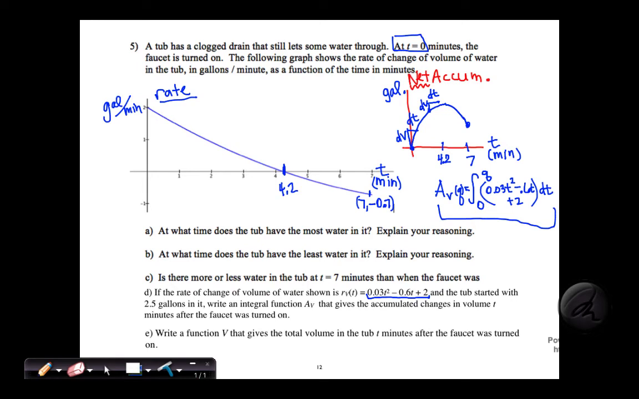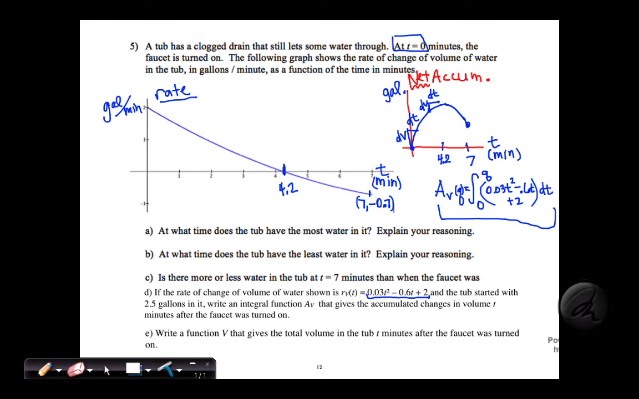So question E asks to write a function, capital V, that gives the total volume in the tub after t minutes. Not the accumulated volume at t minutes after the faucet was turned on, but the total volume at t minutes after the faucet was turned on. This is where the 2.5 comes into play. So the difference between the net accumulation, or the net change between 2 points in time, and this total amount, or total volume that we have, is that some of it accumulated due to a rate, and some of it was just there when we started, which is the 2.5.